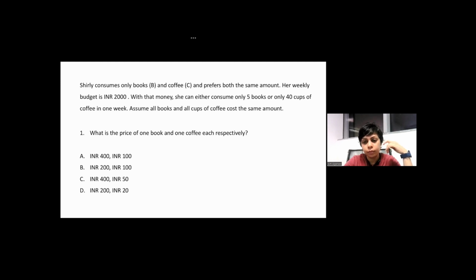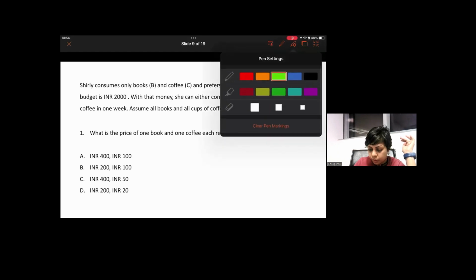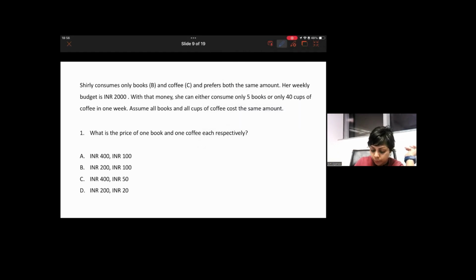This is what you should be calculating first. So five books are there for 2000. That means each book should cost 2000 divided by 5, and then you divide 2000 by 40 cups of coffee. Yes, exactly. So what we are doing here is a very simple exercise. I'm just making sure that everybody is on the same page. There's nothing complicated in this particular aspect.